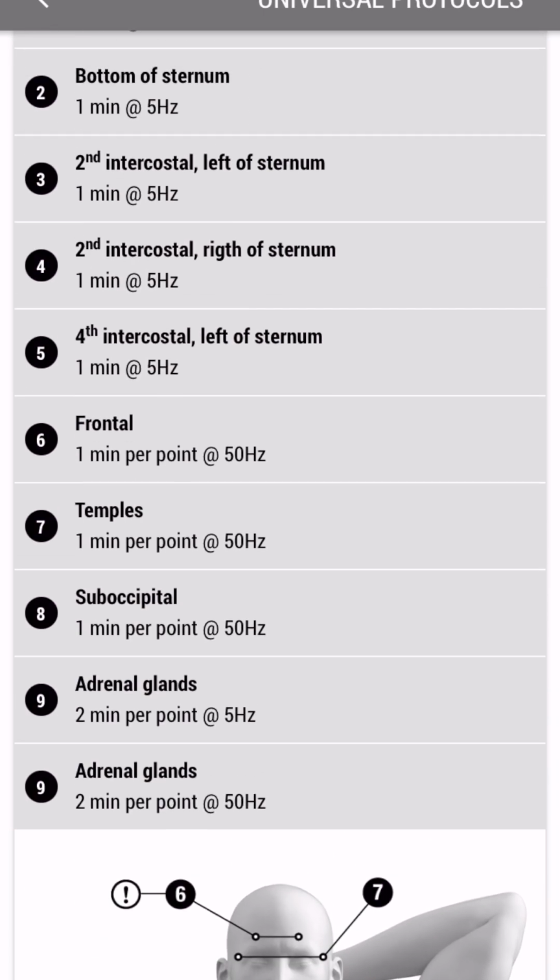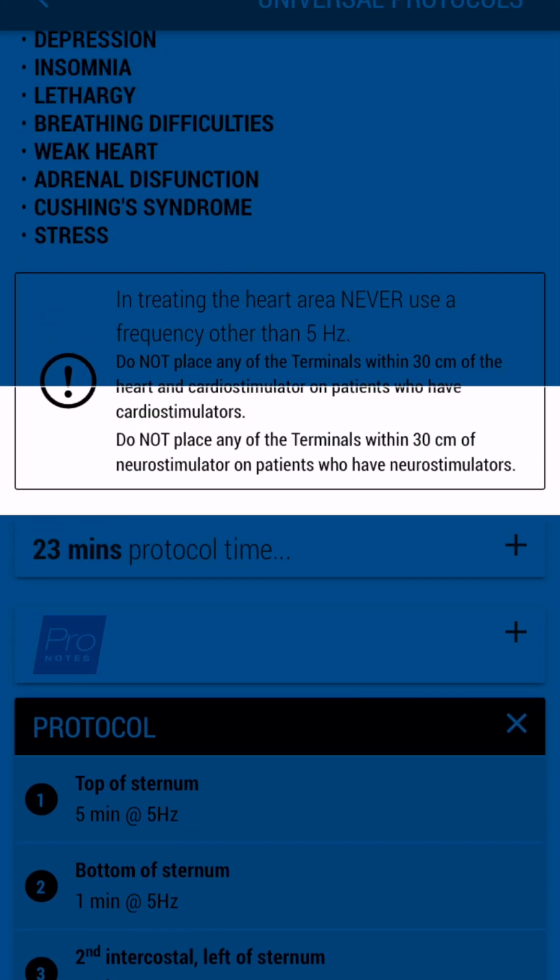So we come back up here. Do not place any of the terminals within 30 centimeters of neurostimulators on patients who have neurostimulators. So if someone has a device that's in their brain in some way to stimulate the nervous system in some way, don't treat within 30 centimeters or 1 foot of that. Again, same thing. If it's you and you want to go closer to that, you need to consult with your professional, your medical professional.